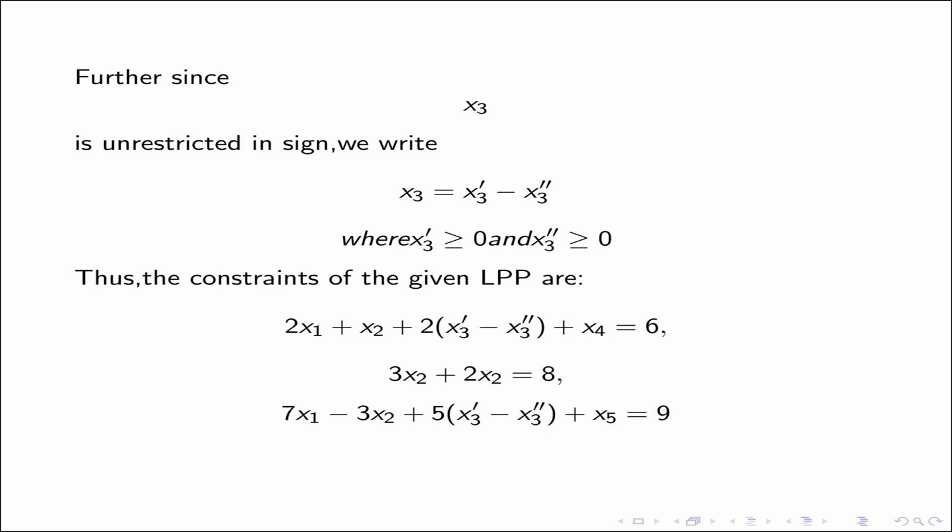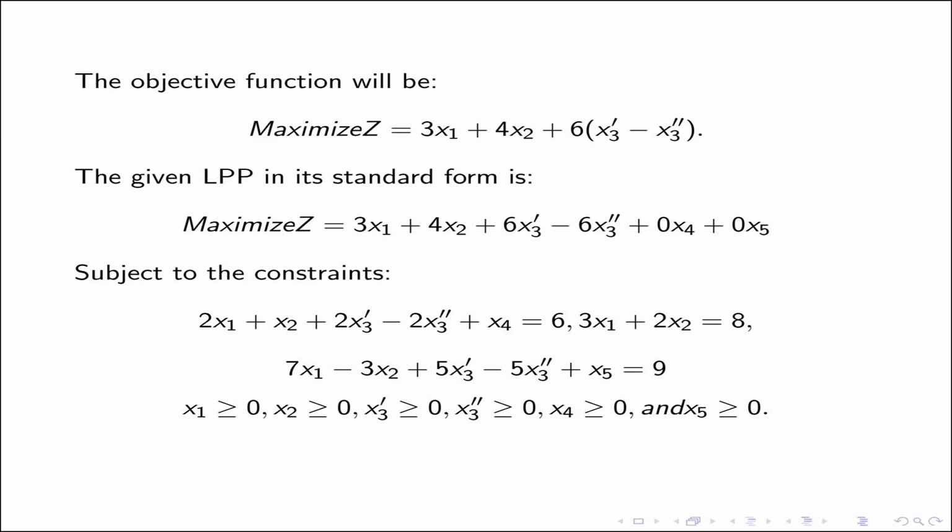Further, x3 is unrestricted in sign. We write x3 equal to x3 dash minus x3 double dash, where x3 dash greater than or equal to 0 and x3 double dash greater than or equal to 0. Thus, the constraints of the given LPP are 2x1 plus x2 plus 2 into x3 dash minus x3 double dash plus x4 equal to 6, 3x1 plus 2x2 equal to 8, 7x1 minus 3x2 plus 5x3 dash minus x3 double dash plus x5 equal to 9. The objective function will be maximize z equal to 3x1 plus 4x2 plus 6x3 dash minus x3 double dash.